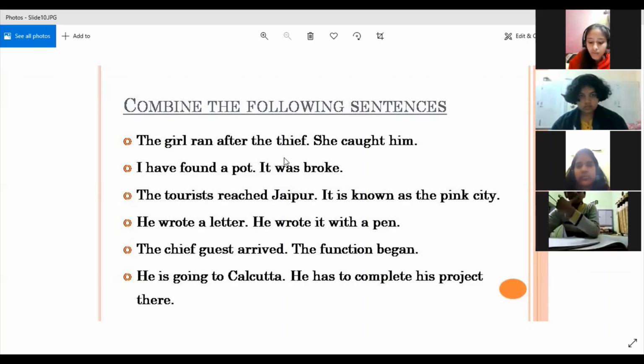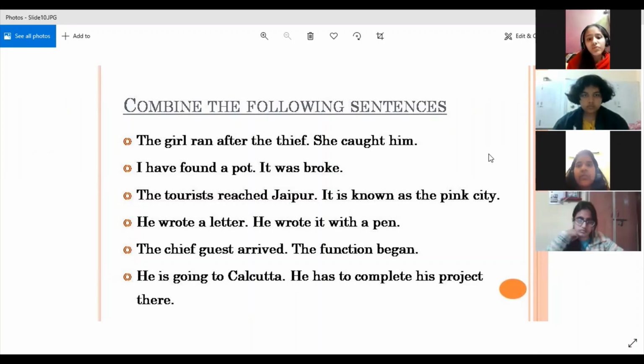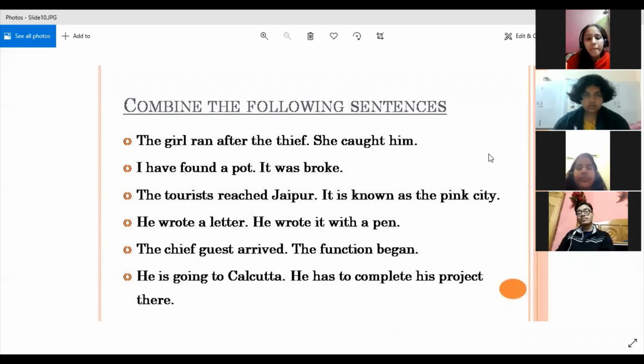First one, the girl ran after the thief, she caught him. Yes, Shubhi? Running after the thief, the girl caught him. Okay, running after the thief, comma, the girl caught him, or on running after the thief, comma, the girl caught him. Fine. I hope all of you have written the same answer. If not, then please write down this answer. Anyone having a different answer other than this? Okay, so all of you have used participle only.